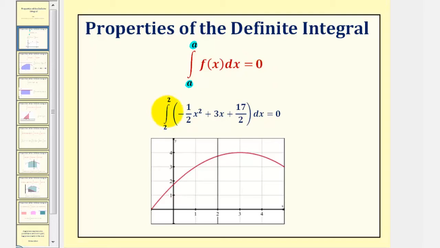As an example, if we integrate this quadratic function from 2 to 2, again notice how the width of the interval is 0, and therefore the value of the definite integral would be 0.